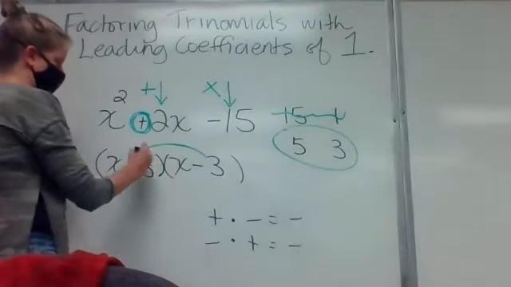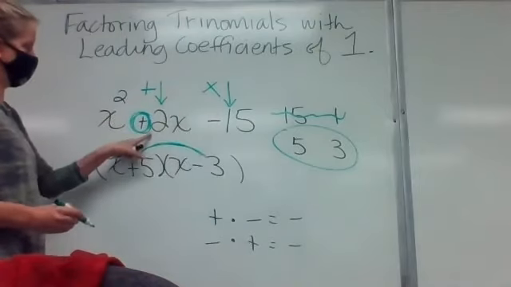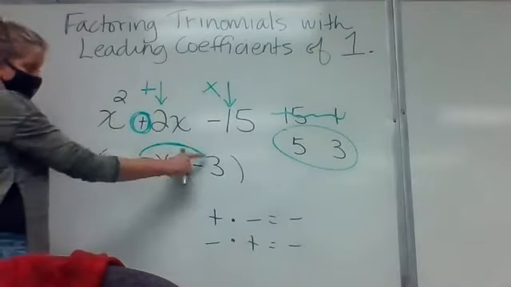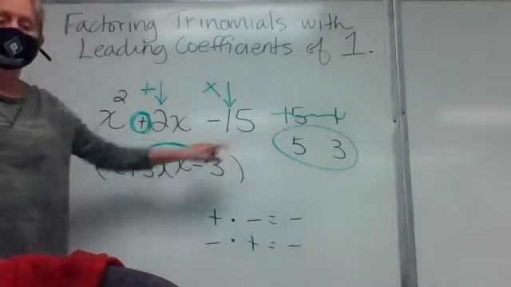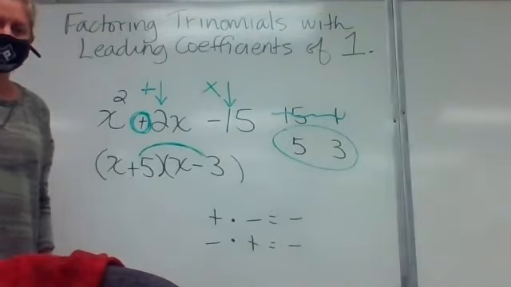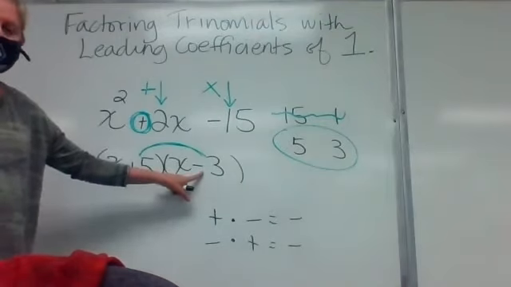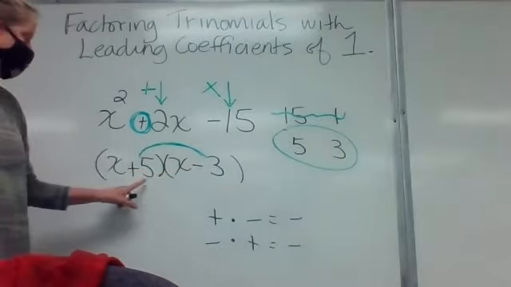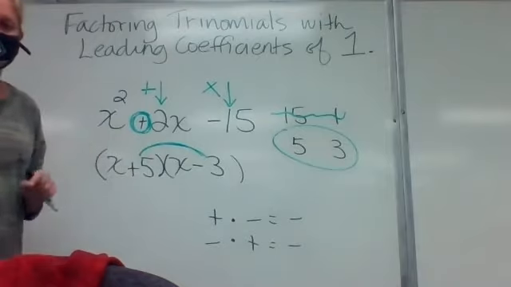These two numbers, like we said, need to do two things. They need to do this situation and this situation. So multiply them together. What's positive 5 times negative 3? Negative 15. What is positive 5 plus negative 3? If you add those two numbers together, 5 minus 3 gives you positive 2.